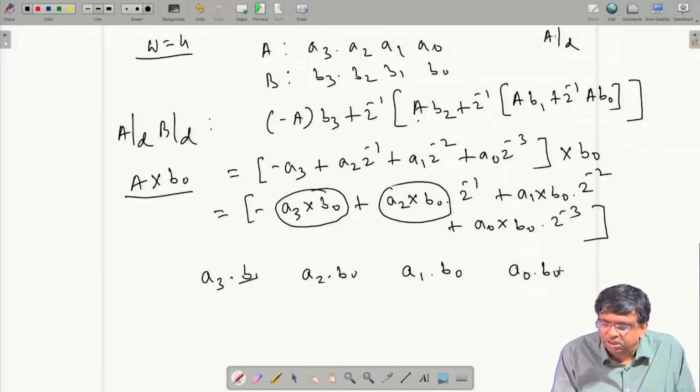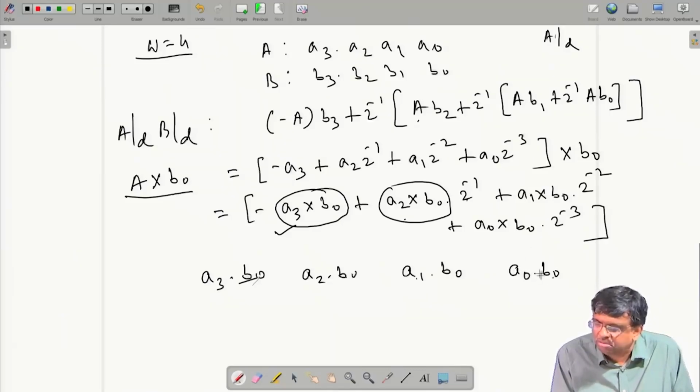What will be the decimal value of this? Under the 2's complement formula, this will be treated as a decimal digit. So, it will be decimal A3 into decimal B0 with a minus sign, plus 2 inverse times the decimal of A2 into decimal B0, plus A1 dot B0 in the binary domain; in the decimal domain it will be decimal A1 times decimal B0 into 2 to the power minus 2, plus again A0 dot B0 in the binary domain. So, in the decimal domain it will be decimal A0 times decimal B0 into 2 to the power minus 3, that is what I have here.